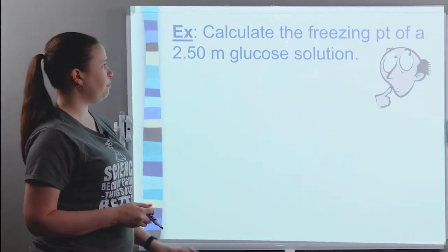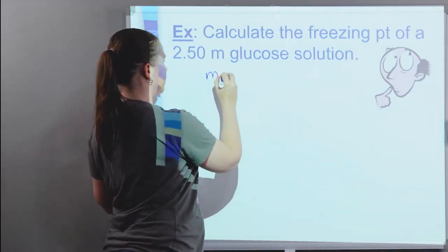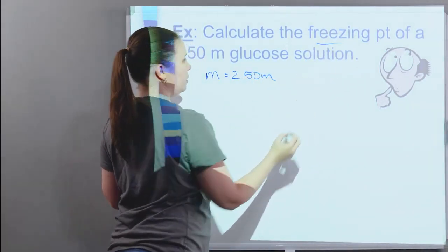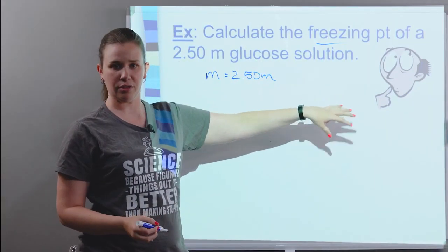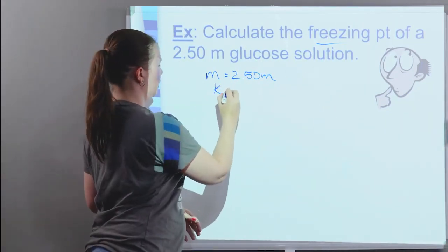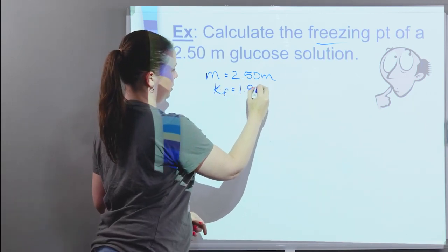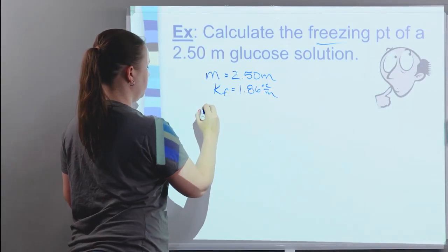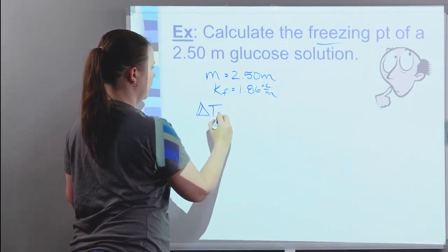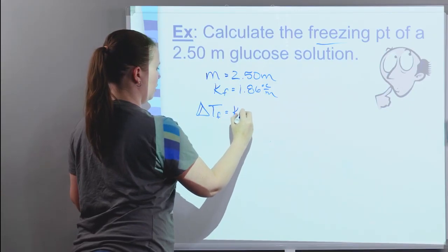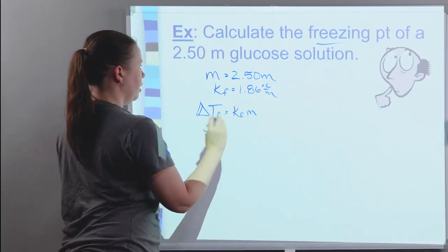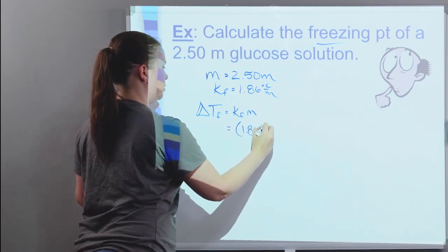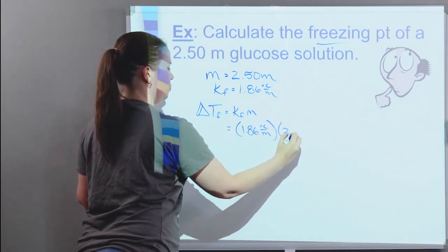Again, I have a 2.5 molal solution. So my molality is 2.50. I know it's freezing, and it didn't specify the solvent, so I'd assume that it's water, making my KF 1.86 degrees Celsius per molality. So my formula, delta TF equals KF times the molality. I'm going to plug in the KF of 1.86 and the molality of 2.50.